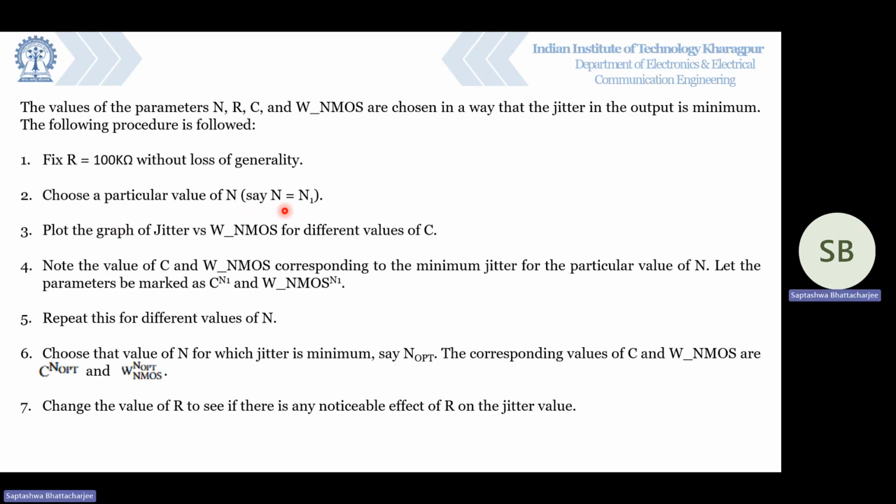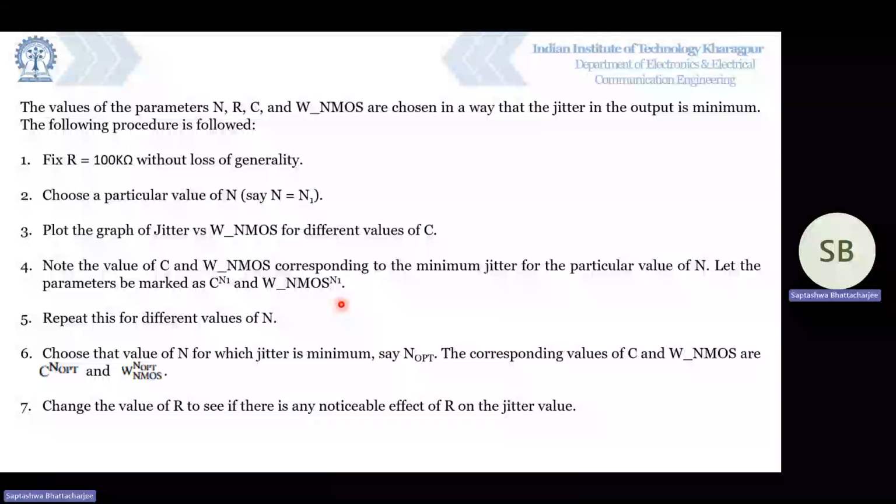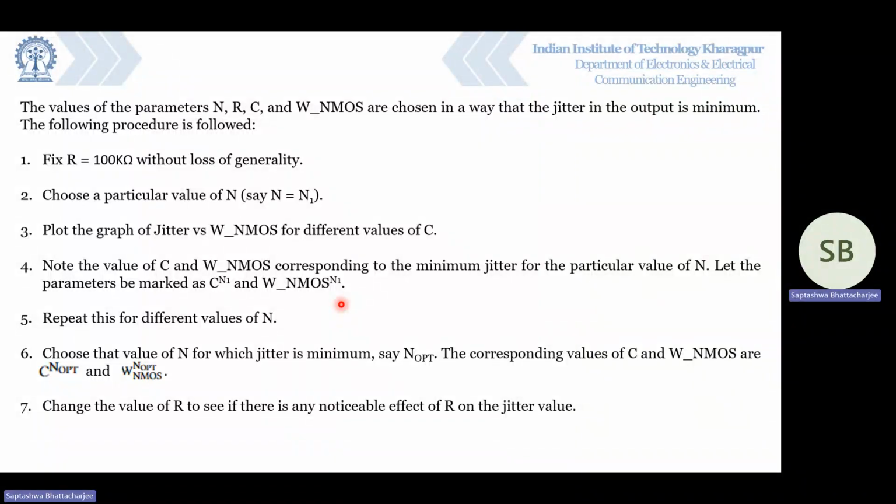And we choose a particular value of N, say N is equal to N1, and plot the jitter versus W NMOS for different values of C. So we choose that value of W NMOS and C for a given value of N such that the jitter is minimum. Let's say the values be C and NMOS N. Now we repeat this process for different values of N and we choose that combination of N, C, and W NMOS, which is the global minimum of jitter.